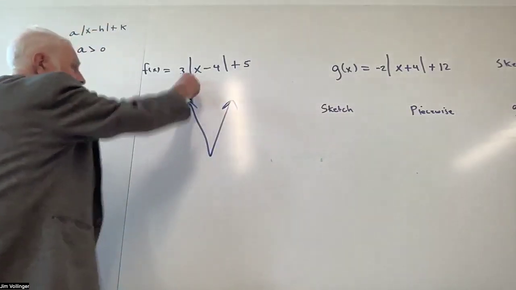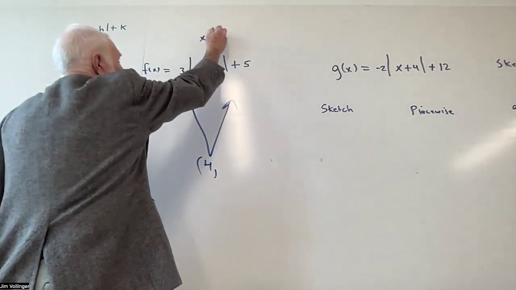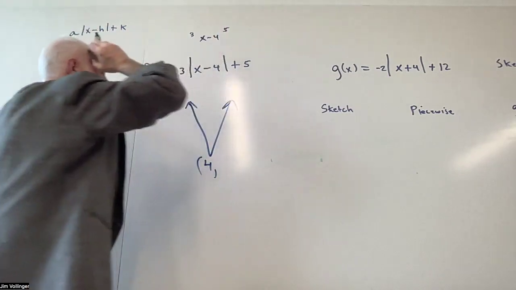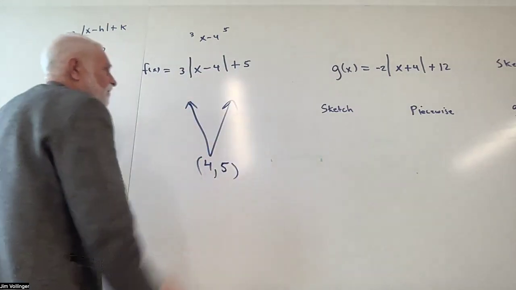V-shaped graph. Sign change at 4. X minus 4 changes signs at 4. You put a 3 in, you get a negative. You put a 5 in, you get a positive. So I am getting rid of that sign change, but that's my vertex.